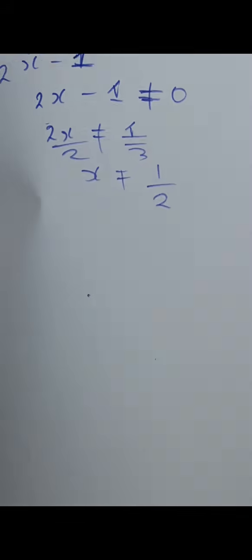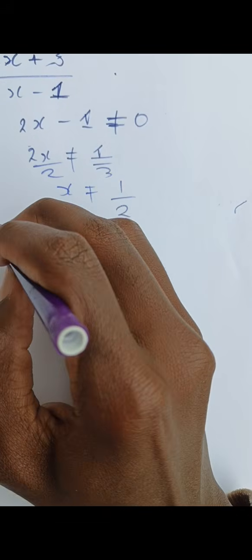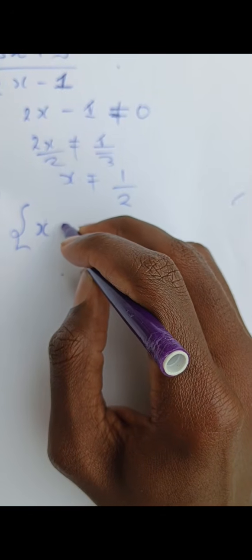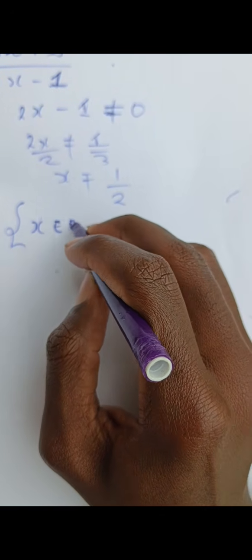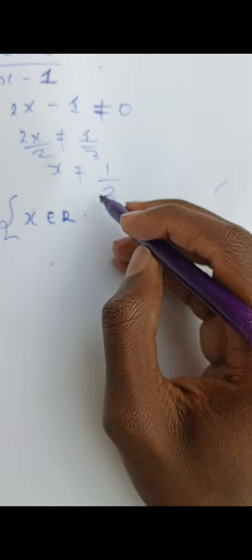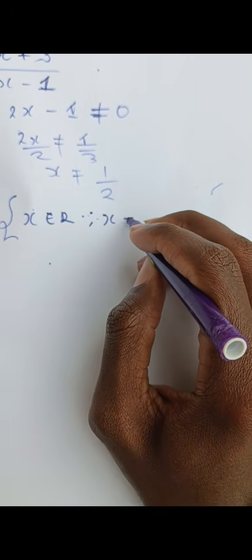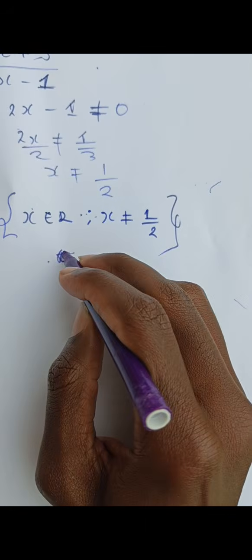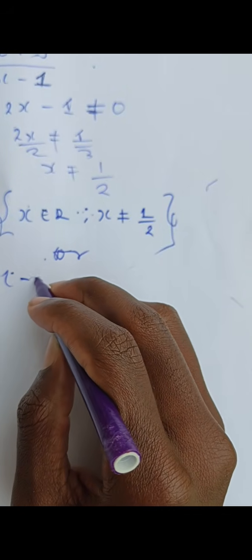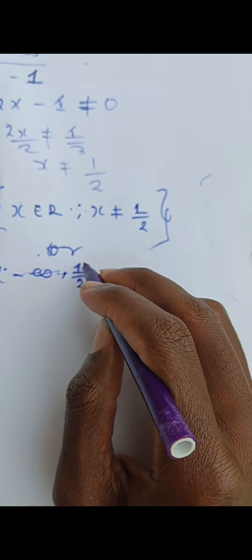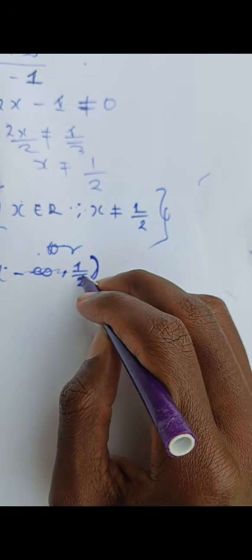So the first way you can conclude your answer is by saying that x can be any real number, but it can't be equal to 1 over 2. If you want, you can write it like this, where you say it can be any value from negative infinity to 1 over 2, but by using the parenthesis, you know that 1 over 2 should not be part of the values.